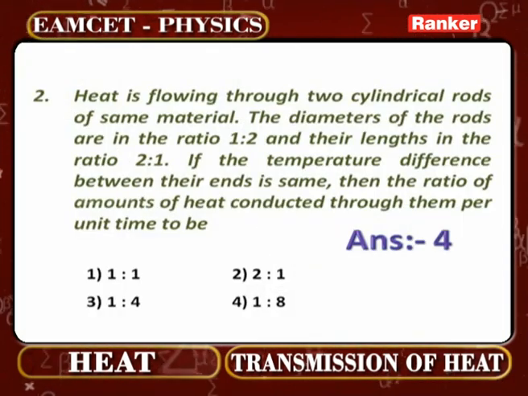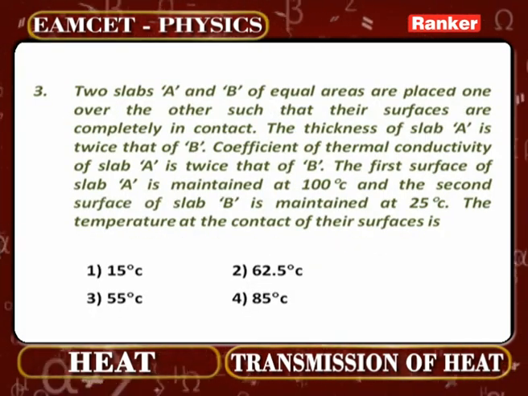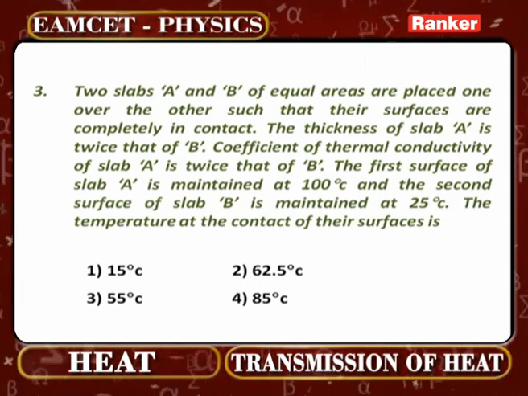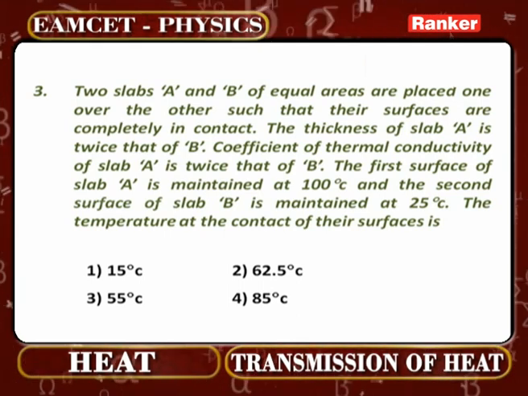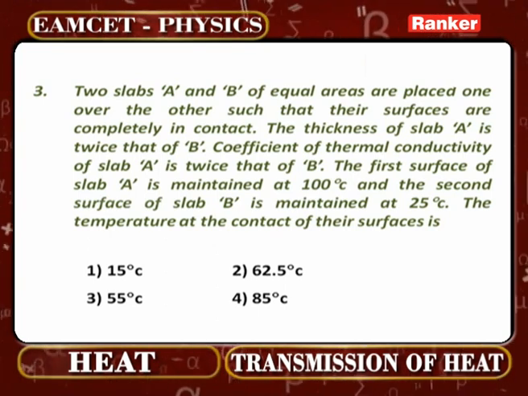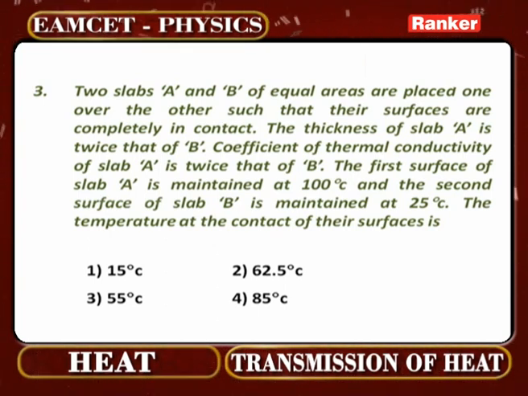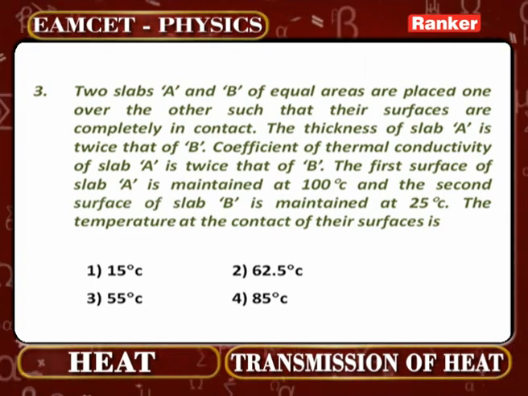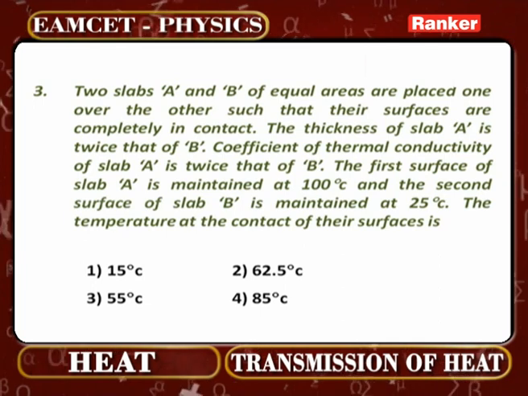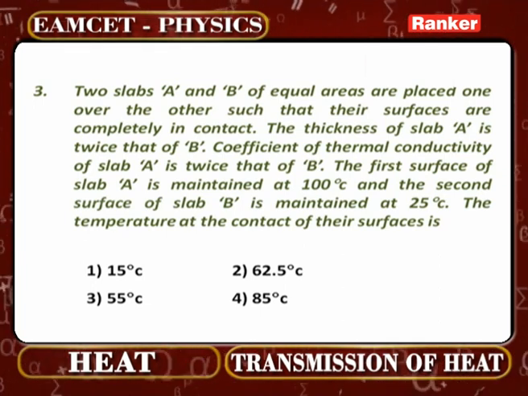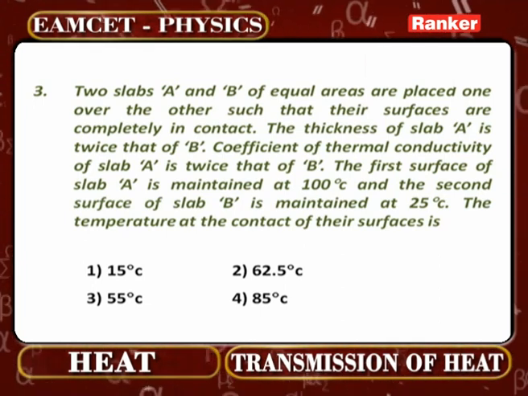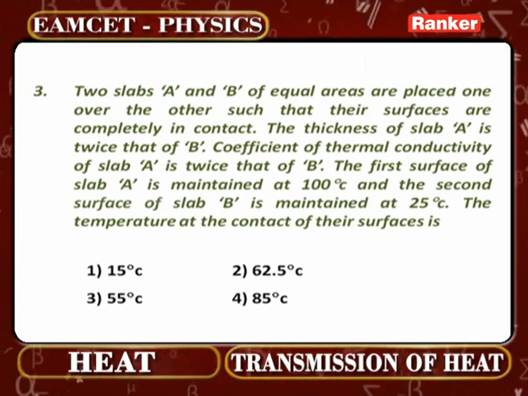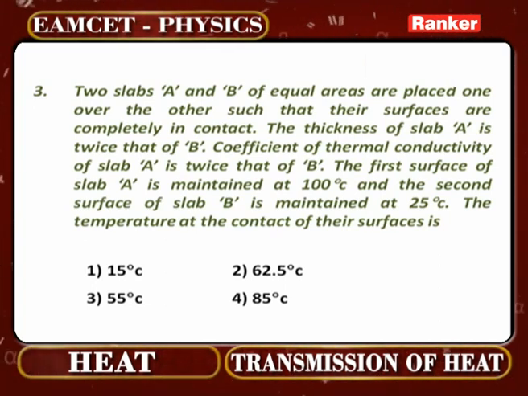Now look at the next question, that is question number 3. Two slabs A and B of equal areas are placed one over the other such that their surfaces are completely in contact. The thickness of slab A is twice that of B. Coefficient of thermal conductivity of slab A is twice that of B. The first surface of slab A is maintained at 100 degrees centigrade and the second surface of slab B is maintained at 25 degrees centigrade. The temperature at the contact of their surfaces will be how much?